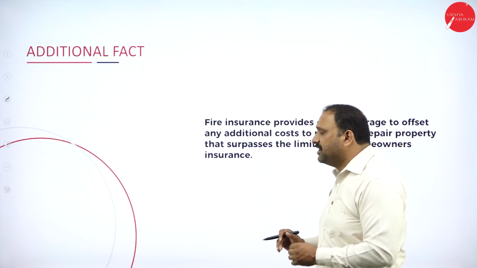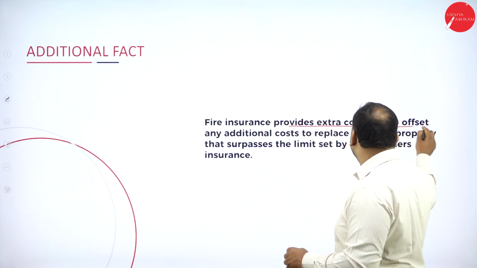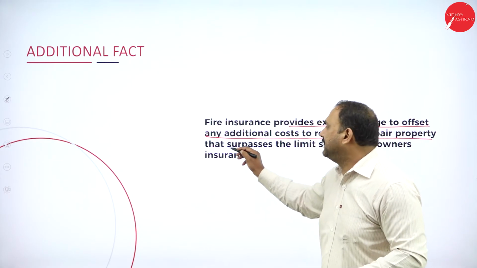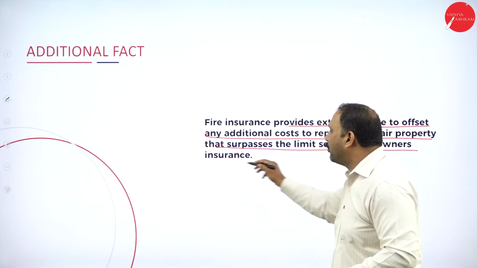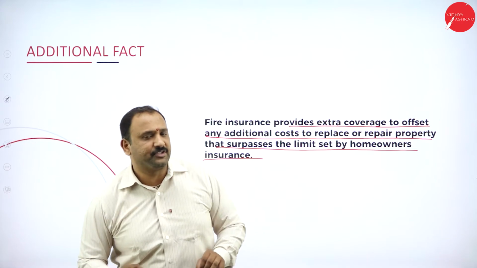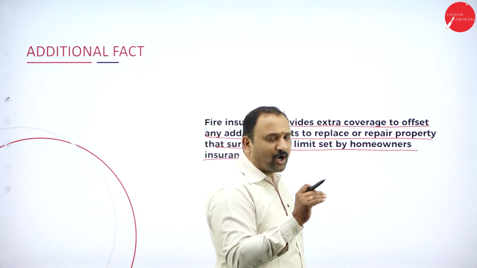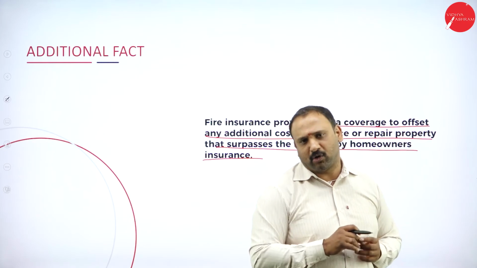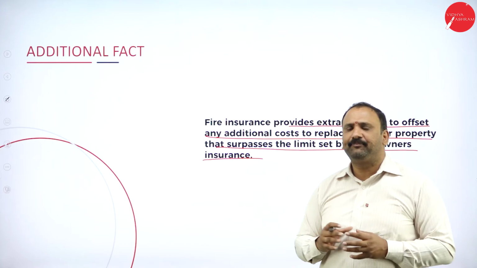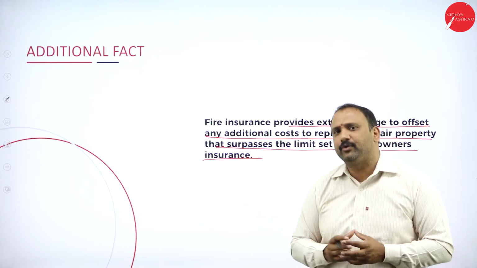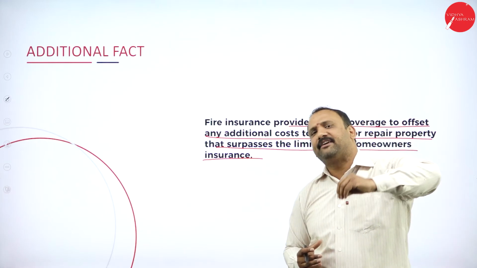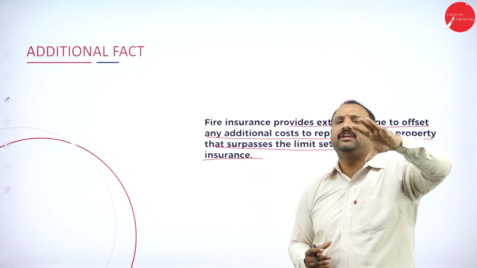The first thing is that fire insurance provides extra coverage to offset any additional cost to replace or repair property that surpasses the limit set by homeowners insurance. Now, this is something very, very important for all of us. Most of the time, when a fire breakout happens, an unfortunate event altogether, what happens to the owner of the house? Definitely, he might be disturbed. He will think, how are we going to replace this? How are we going to come back to normalcy? So all sorts of questions will definitely run in the mind of the homeowner.